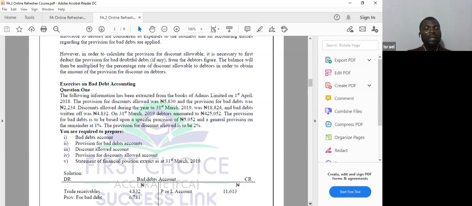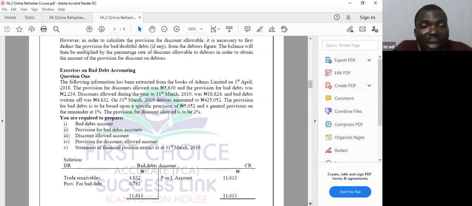425,052. And the provision for bad debt is to be based upon a specific provision of 5,052 and general provision on the remainder at 1%. The provision for discount allowed is to be 2%. Now we are asked to prepare the bad debt account, the provision for bad debt account, the discount allowed account, the provision for discount allowed account, and the statement of financial position extract.